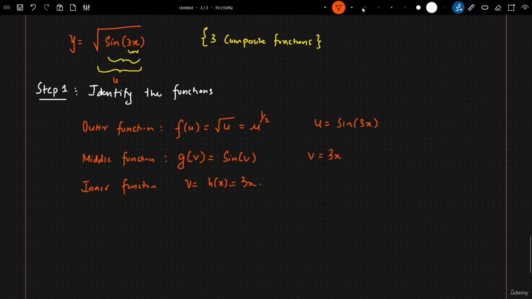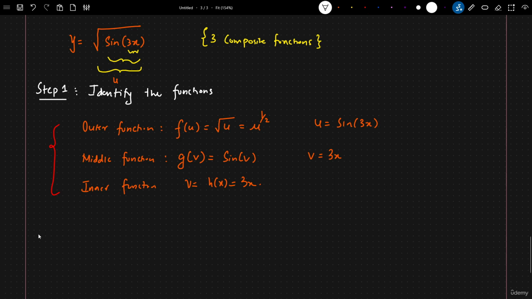Now this is what I have identified, just by seeing this particular equation. This was my most inner function, this is my middle function, and this is my outer function. The outer function I have used is square root of u, and u is basically nothing but sine 3x. So when I write g of v, this 3x now gets replaced by v. And then you have this v which is represented by h of x, right?